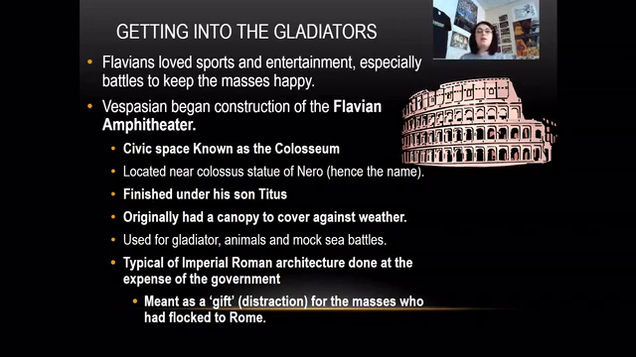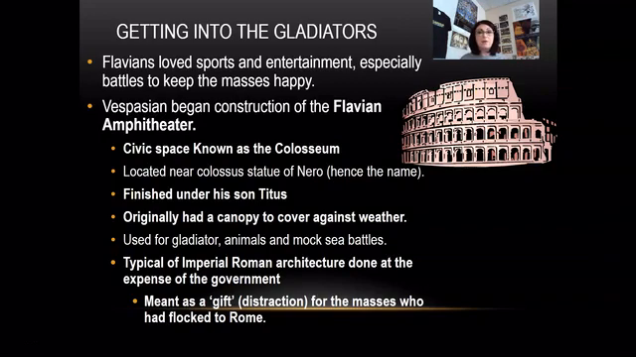So Vespasian, in order to give the people of Rome some entertainment and something to do to occupy them, begins the construction of the Flavian Amphitheater, which is the Colosseum today. And there's actually a really funny reason about this.